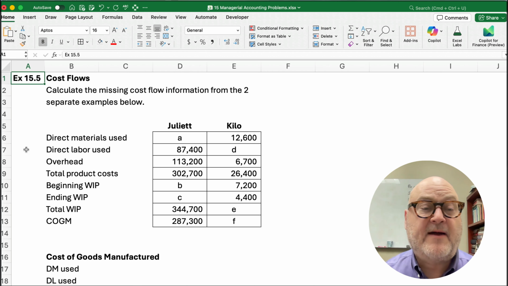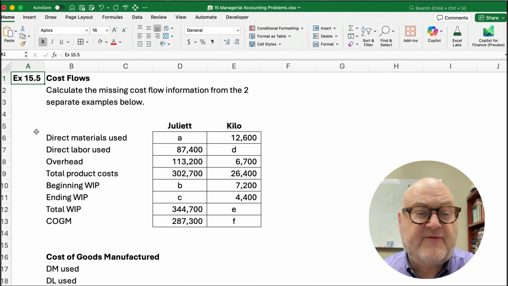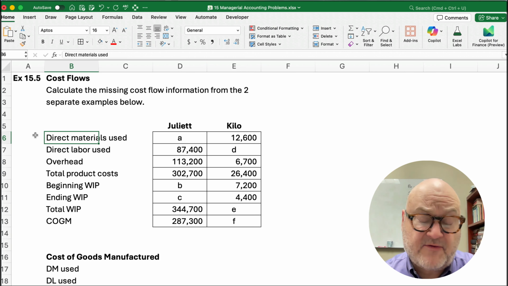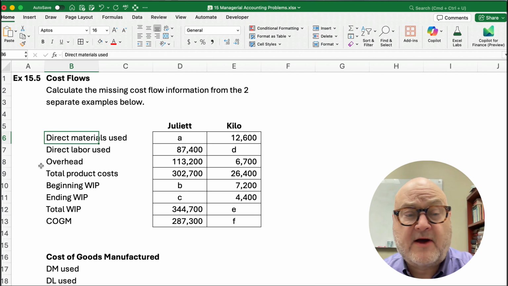With this problem on cost flows. So we have two separate problems and we have some missing information. Now here's what we know. We know direct materials, we know direct labor, and we know overhead. It could be called manufacturing overhead or factory overhead. But then we know those three add up to equal our total product cost.